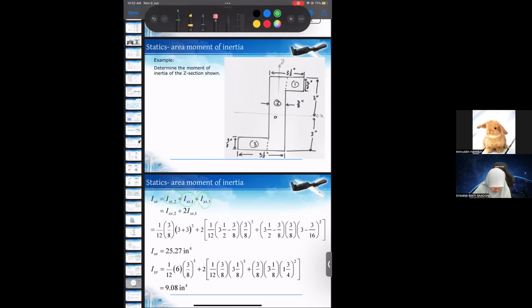The areas 1 and 3 are actually the same, because even though the sketch looks different, the dimensions are the same. That's why I of surface 1 is the same as I of surface 3, so it becomes 2 times I of surface 1.